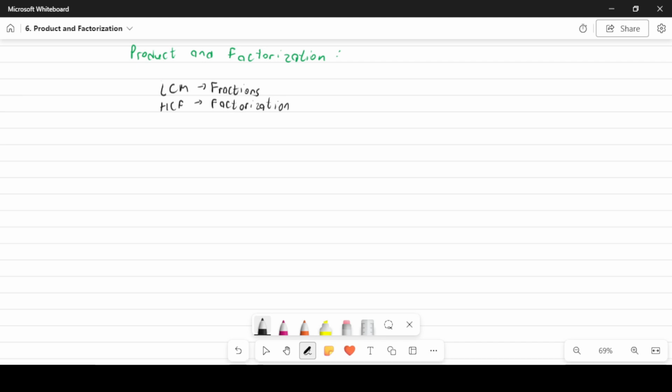Okay, so now we can discuss products and factorization. But let me give you some brief introduction and start linking everything that we've done thus far. We've said that LCM relates to fractions and HCF relates to factorization. Again, I need to remind you that we are using the lowest common multiple and the highest common factor. So between two numbers, what is the highest number that can be divisible between those two numbers?